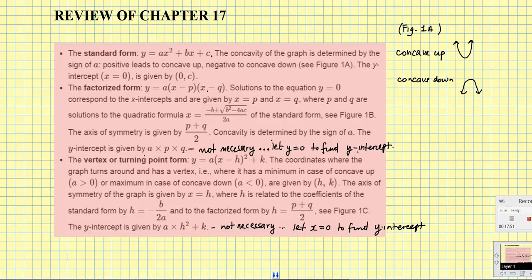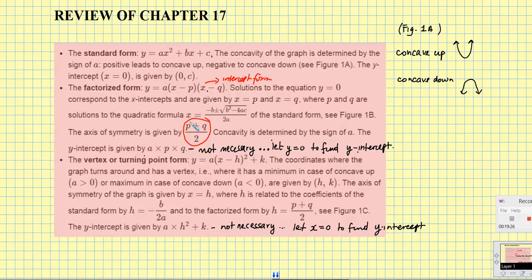Now, if we take the standard form and we factorize it, we get the formula y equals a bracket x minus p times x minus q, which we know to be the intercept form here. Okay, so the intercept form gives us what the x-intercepts are, and we can figure out what our axis of symmetry is by taking our x-intercepts, p and q, adding them and dividing by 2. And again, the direction of the parabola, whether it's facing up or facing down, is going to depend on whether the value of a is greater than 0 or less than 0.